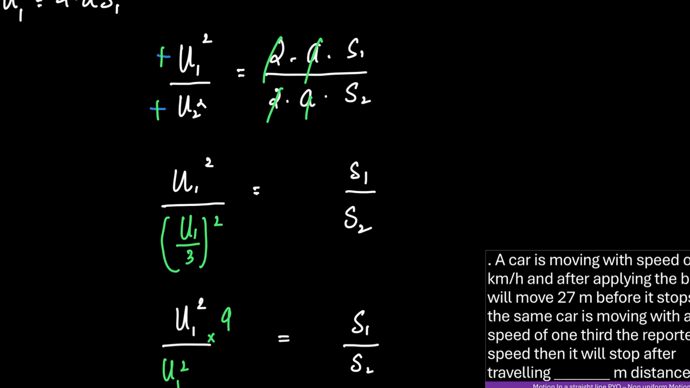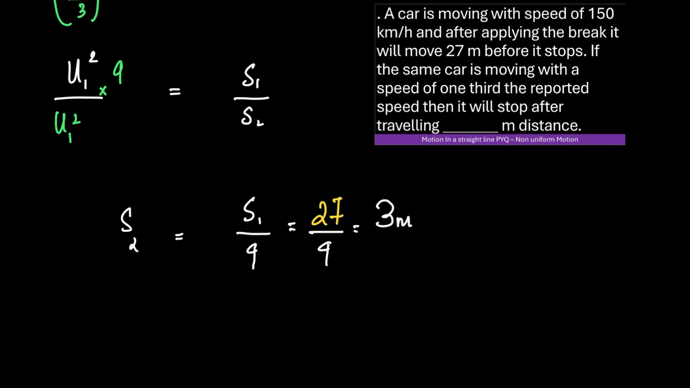What is u2 square? u2 is u1 by 3, so u2 square becomes u1 by 3 the whole square, which becomes u1 square by 9, and u1 square by u1 square by 9 becomes u1 square by u1 square into 9. u1 square by u1 square is 1, so what we get is 9 is equal to s1 by s2, or s2 is equal to s1 by 9. It is given to us that it moves 27 meter before, therefore s1 is equal to 27, and 27 by 9 becomes 3 meters. Therefore the answer would be it will stop after traveling a distance of 3 meters.